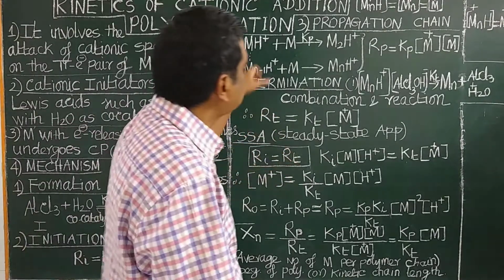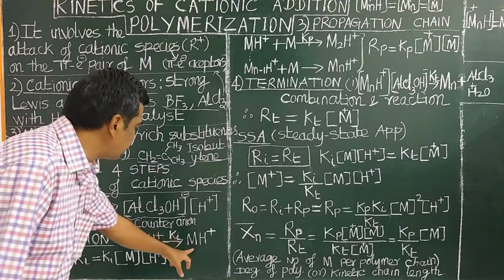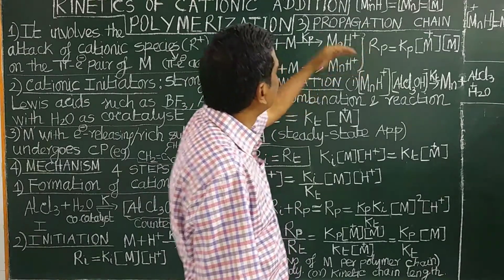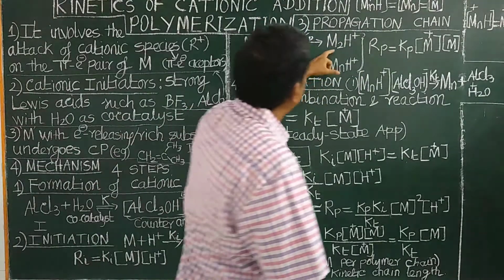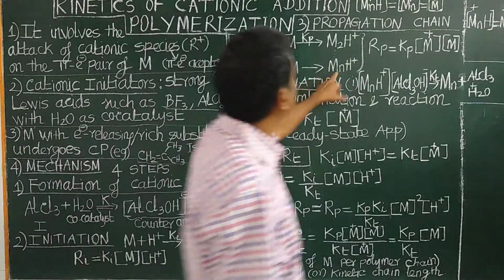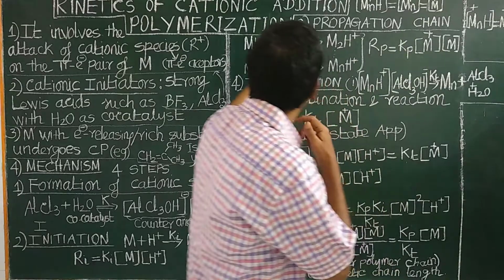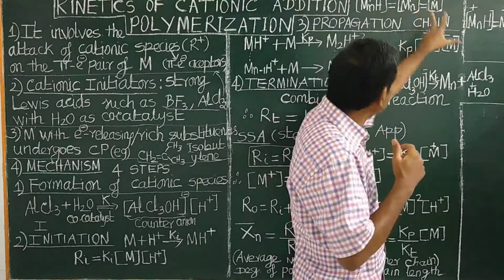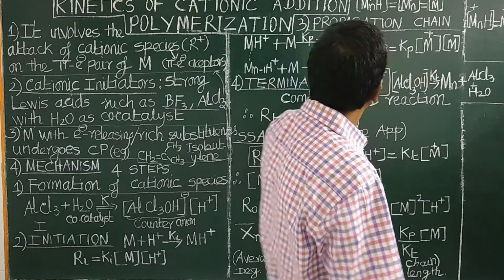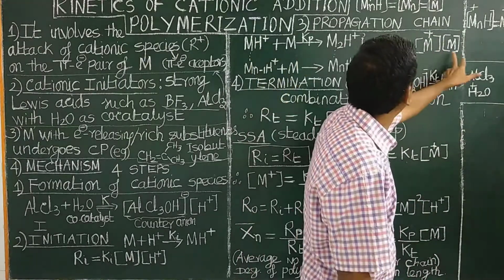The next step is chain propagation. In the chain propagation step, this M1H plus will attack another monomer to give M2H plus, and so on to give MnH plus. In general, it is written as M1 plus, M2 plus, M plus. Therefore, the rate of propagation is equal to Kp, the concentration of M plus, and the concentration of the monomer.